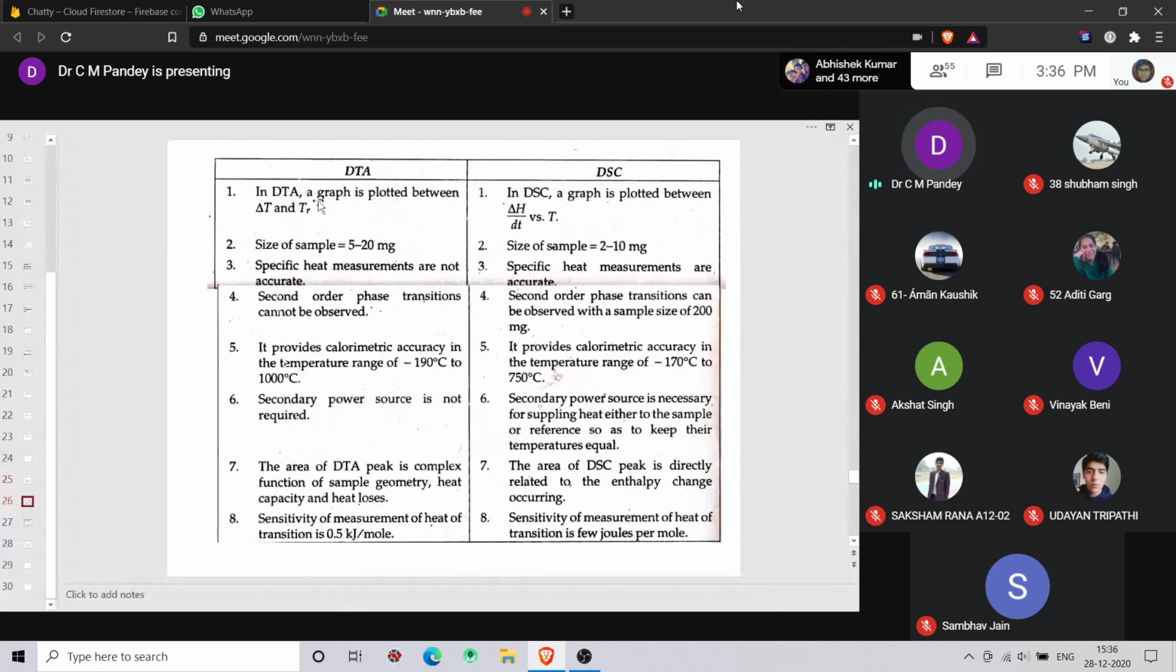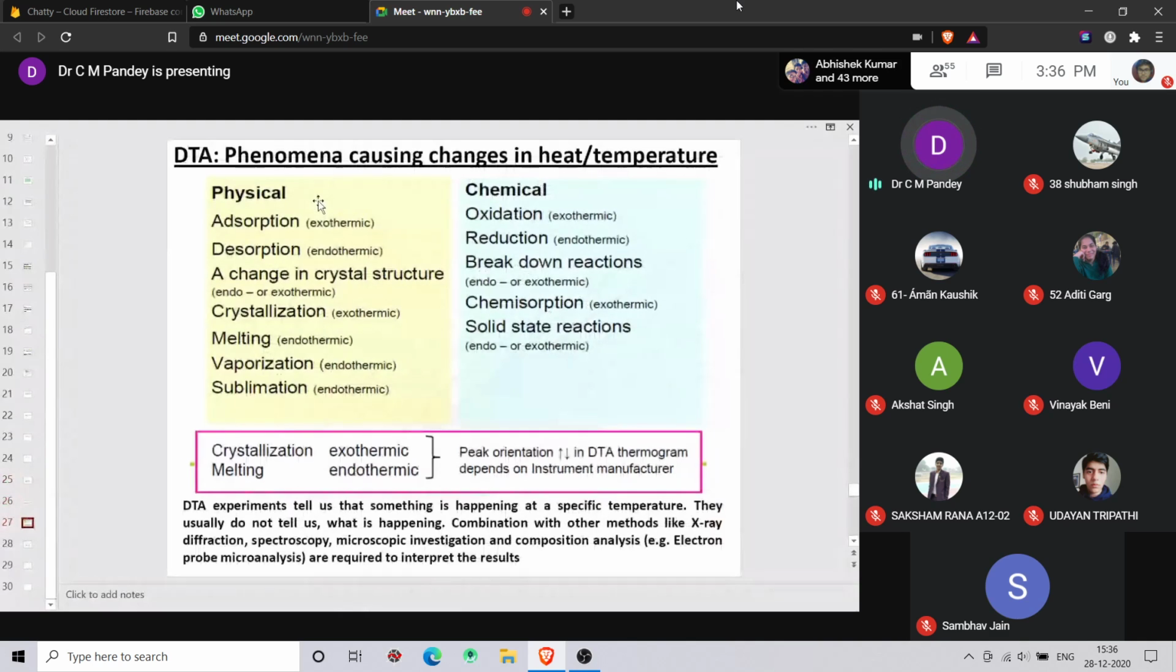What are the major applications of DSC? Write a question, everyone. Which method can be used to calculate the purity of a given compound? Or how can we calculate the purity of a given compound?